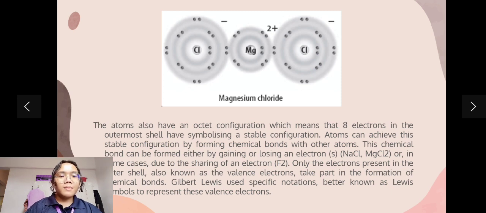This chemical bond can be formed either by gaining or losing an electron, such as in sodium chloride or magnesium chloride, or in some other cases due to the sharing of an electron. Only the electrons present in the outer shell, also known as the valence electrons, take part in the formation of chemical bonds. Gilbert Lewis used specific notations, better known as Lewis symbols, to represent these valence electrons.